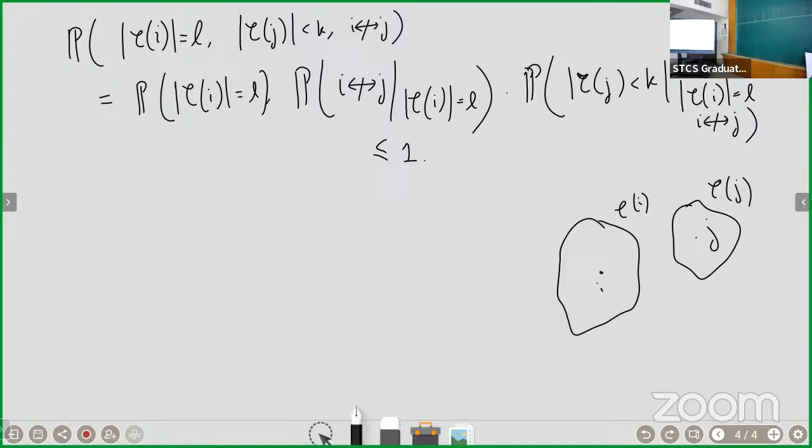Right. This is equal to the probability that Cj is less than k. But now the parameters are n minus L.